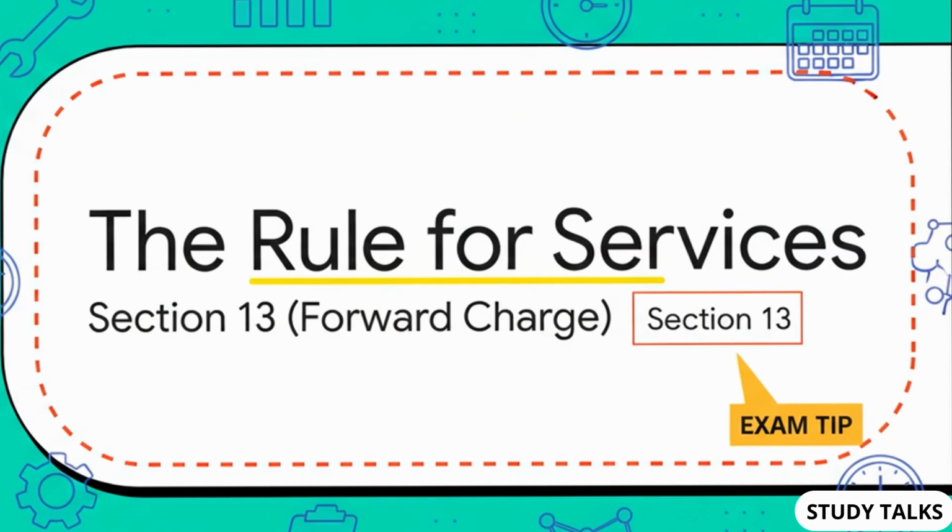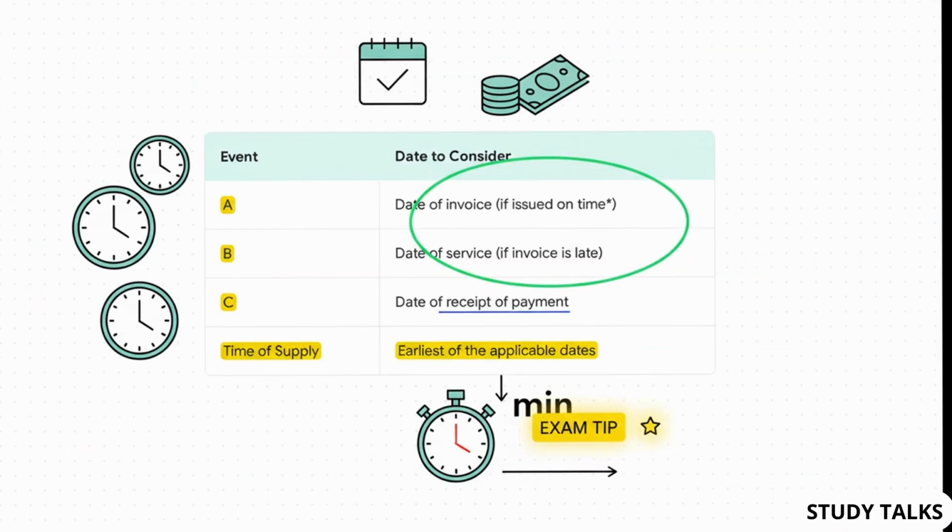You have to be on your toes here, because the rules, well, they're a little different. Take a look at this. For services, the formula has a few more moving parts. We're still looking at the invoice date and the date the service was provided, but look what's new. The date you actually receive the payment is now in the mix. And the rule is the same. It's the earliest of the dates that apply.